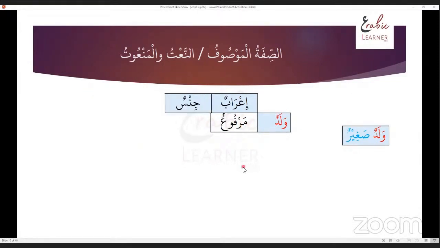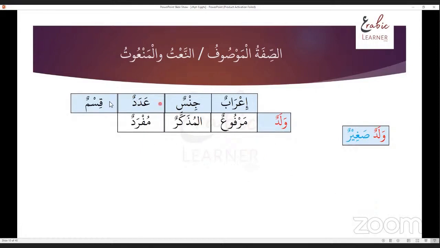What is the second property of ism? Jins. Gender. Waladun. Obviously it is muzakkar. What is the third property of ism? Adad. Waladun. Single boy. So it is mufrad. What is the fourth property of ism? Ism. Waladun. A boy. So it is nakira. So it is indefinite.